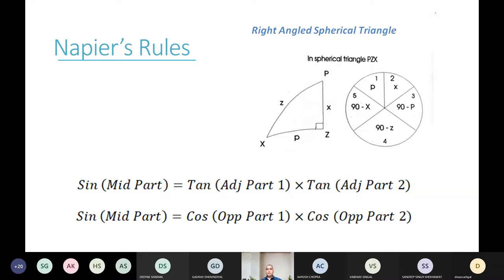Now, what does Napier rule say to us? Napier rule tells us that in any special spherical triangle, meaning having a 90 degree part, that is the speciality, if you know any two things other than the 90 degree part, it could be two sides, it could be two angles, it could be one side and one angle, anything. So any two parts of the triangle if they are known to you, by using the Napier's rule you can find everything else in that triangle.